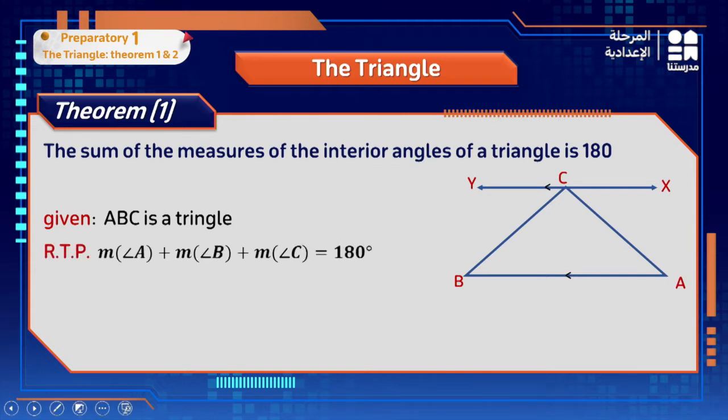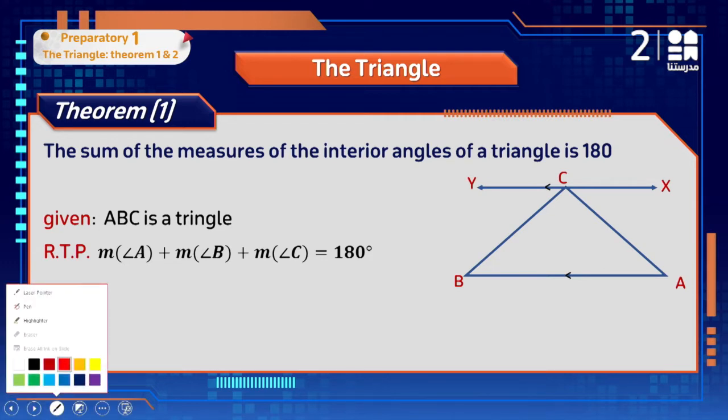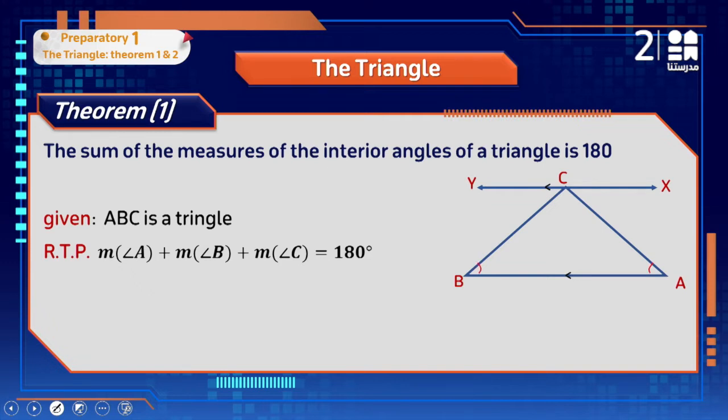Second, the required to prove: the measurement of angle A plus the measurement of angle B plus the measurement of angle C is 180. Third, construction. We need this one to help us in proving. So here, draw CX parallel to AB.